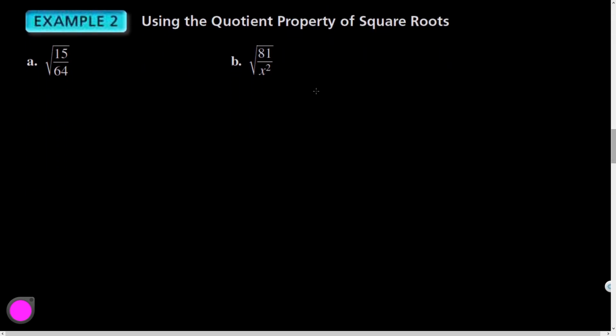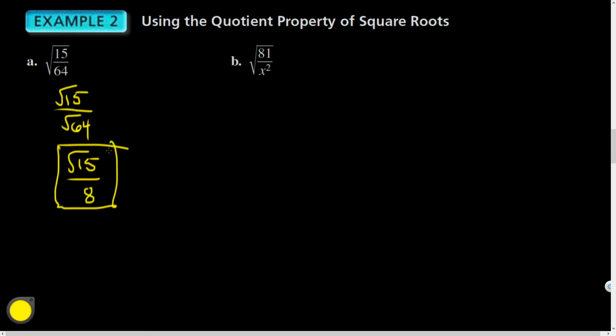And so here we go. Square root of 15 up top over the square root of 64. Square root of 15, what's the largest perfect square that goes into it? None. And so square root of 15 is completely simplified. And the square root of 64 is a perfect square, and so I don't have to simplify that any further.